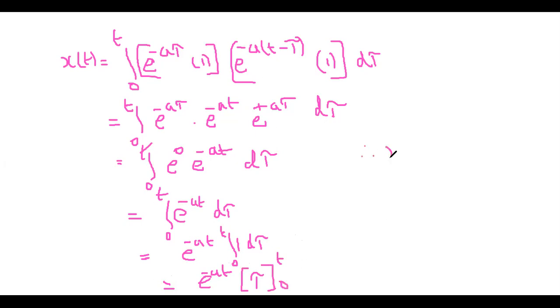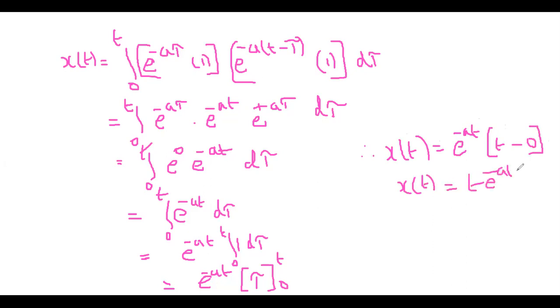Therefore, x of t is equal to e power minus a t times tau, with upper limit t and lower limit 0. So x of t is equal to t into e power minus a t, and you can multiply that by mu of t also.